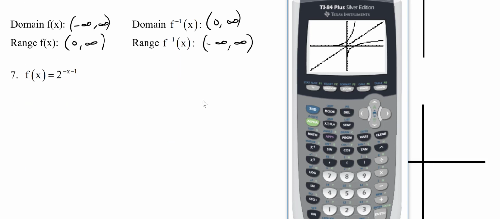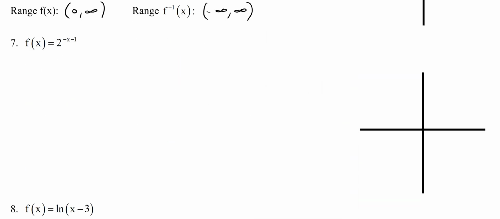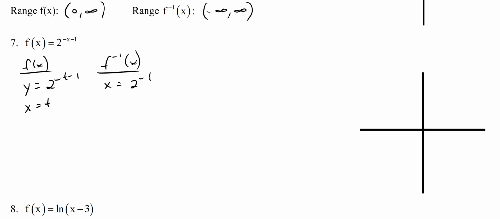Okay, let's look at number 7. So again, I'm just going to go pretty quickly here now. For f of x, we're going to get y is equal to 2 to the negative t minus 1 and x equals t. So the inverse is going to be x equals 2 to the negative t minus 1 and y equals t. And of course, y equals x is going to give us y equals t and x equals t. Okay, so bear with me. In fact, I'm going to pause this and just type it in.